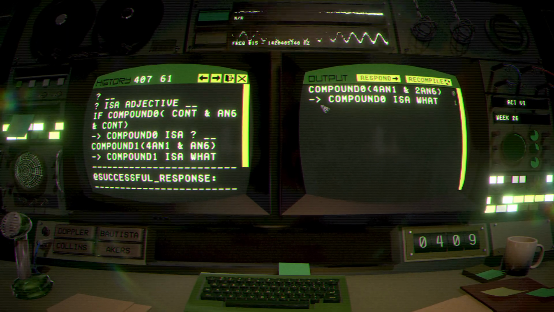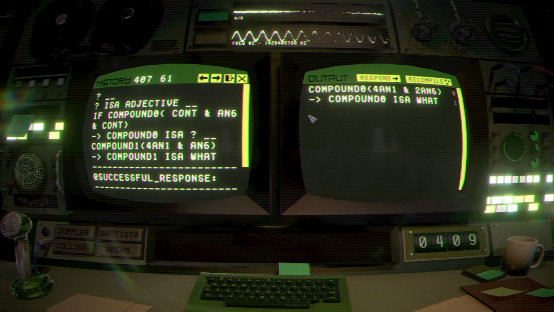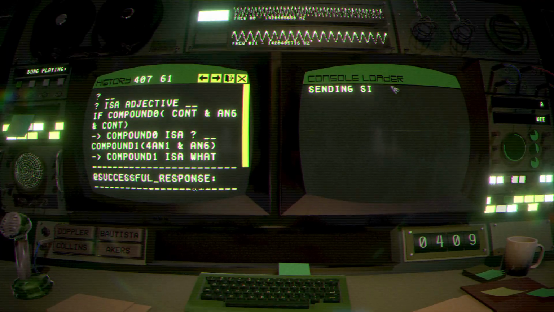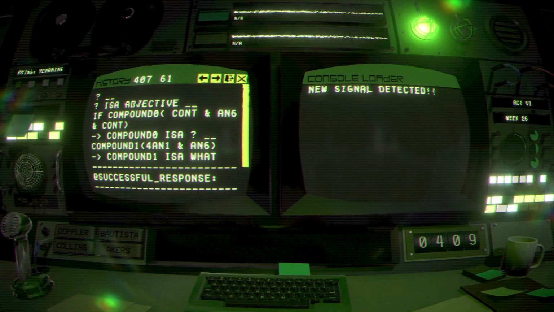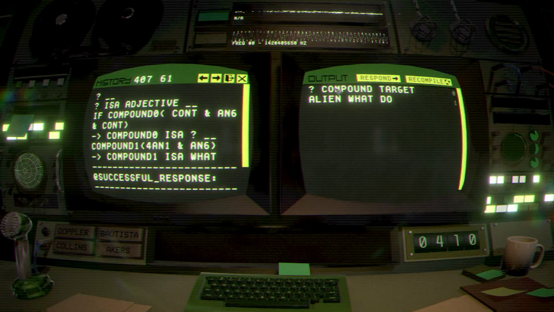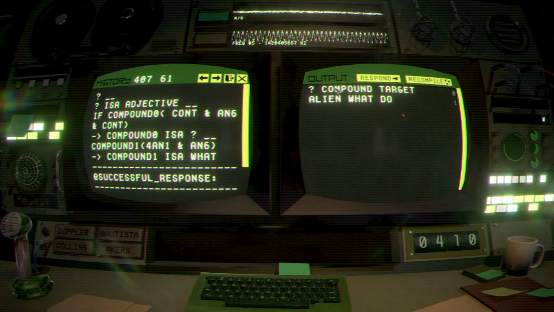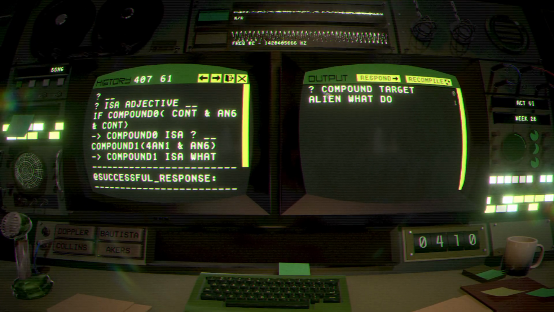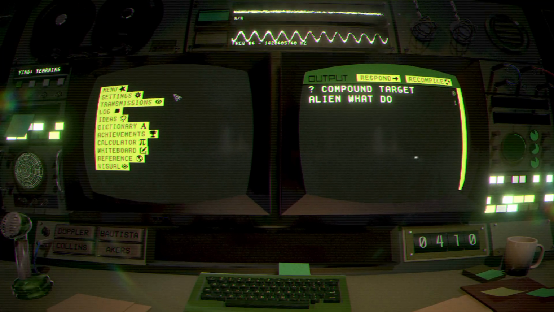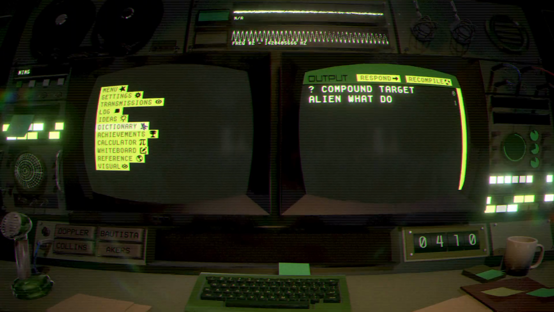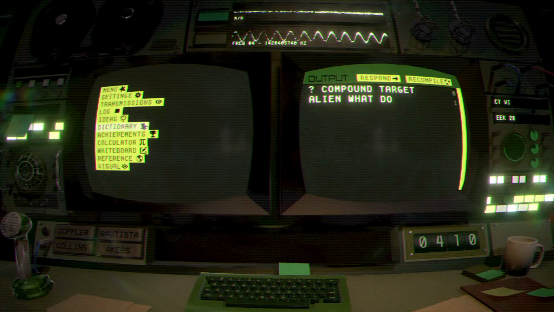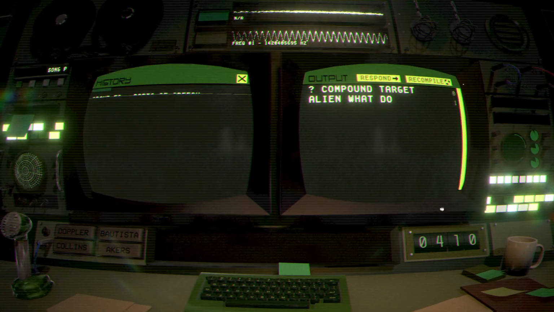Okay, compound 0. Compound 0 is a question mark. It has carbon. What is question mark though? Something compound. Target. Alien what to do? Alien what do?